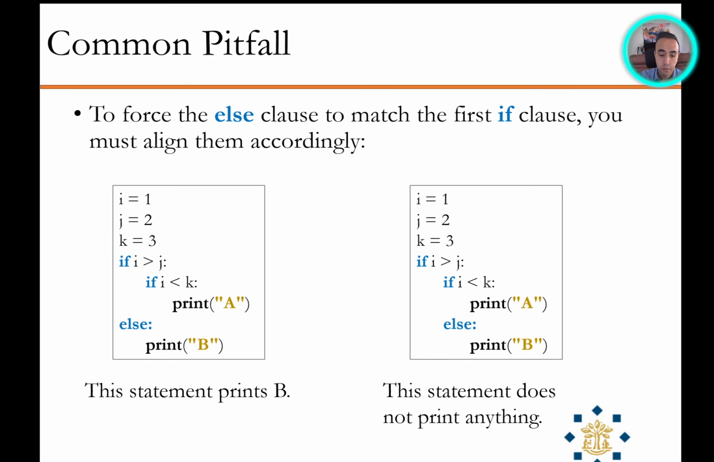Alright, so one common pitfall is that the else clause that matches the first if clause, you must align them accordingly. For instance, if you need an else clause for this condition, you must put them on the same alignment. If you put them here, that means that they align to each other. In this example, if you want to print B, you'd have to align them here because otherwise this does not print anything. So make sure that the alignments are correct.